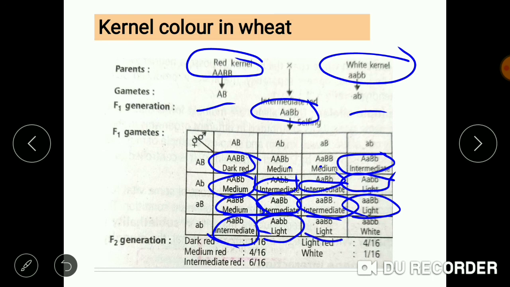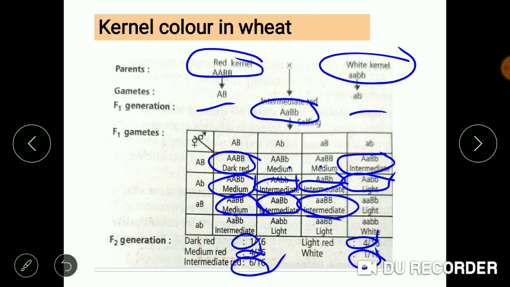Here again the light color as three alleles are recessive, and the last one we can see all are recessive, so it will be a white color obtained. So the F2 generation which we get is as follows. We see that one of the offspring will have dark red color, while one of the offspring will have white kernel color, while four offspring will have medium red color, and four will have light red color, and six will have intermediate red color.